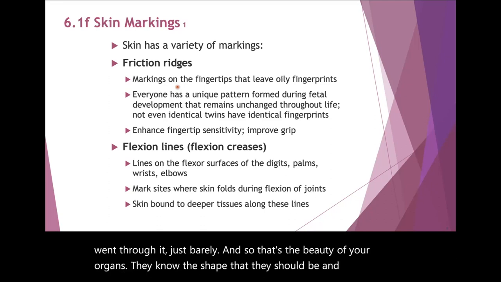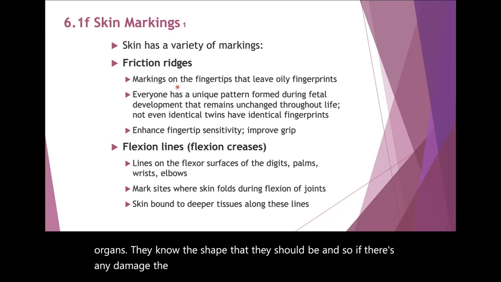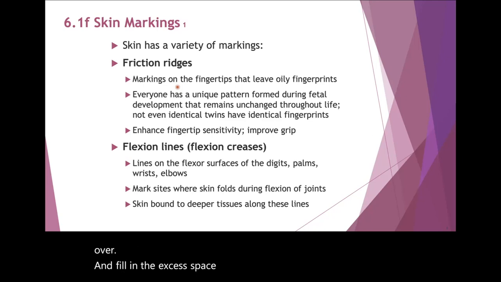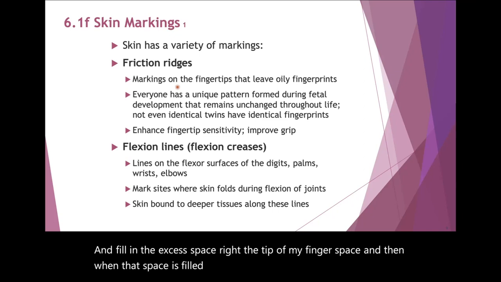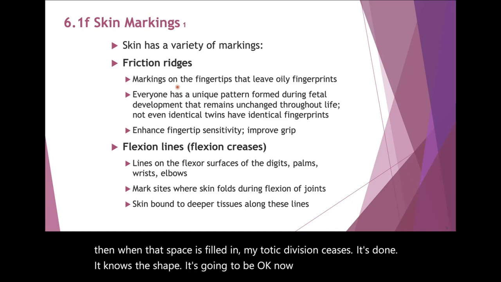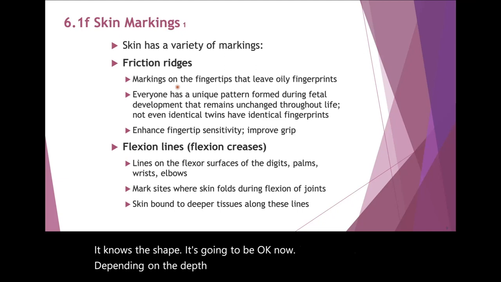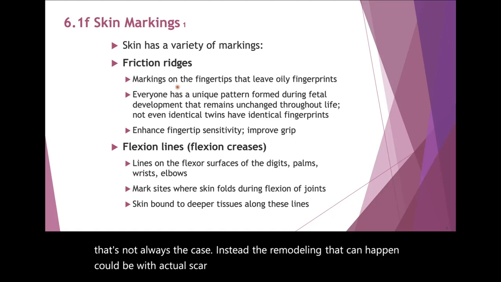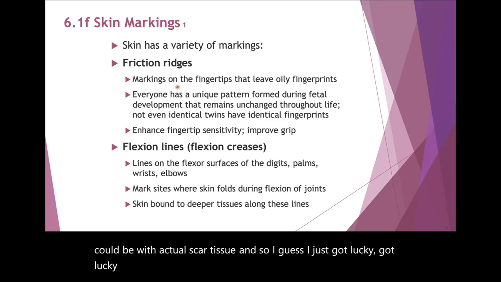And so if there's any damage, the mitosis is going to go ahead and jump in, take over, and fill in the excess space, right? The tip of my finger space. And then when that space is filled in, mitotic division ceases. It's done. It knows the shape it's going to be. Okay. Now, depending on the depth of the actual damage and the severity of it, that's not always the case. Instead, the remodeling that can happen could be with actual scar tissue. And so I guess I just got lucky. It was in a good spot. So I just thought that was kind of an interesting little tidbit.